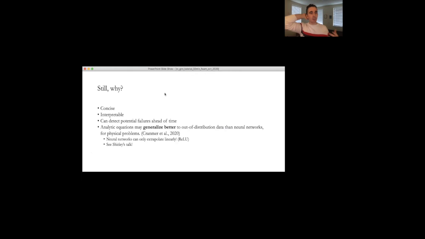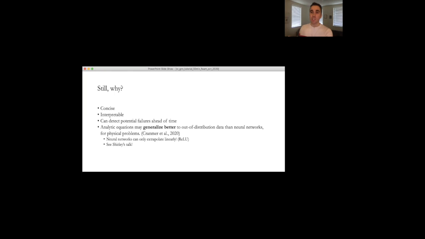You may be asking, okay, but still, why should we use this prior? The first is, it's very concise. If you write down an analytic equation, it's very concise and interpretable. You can understand the scaling just by glancing at it, whereas with a neural network, it's very hard to do that. You can detect potential failures of your model ahead of time. You could see that there's a singularity in your equation at some given point in parameter space. And the last thing, which might be a much deeper problem, so Shirley's going to talk about this a bit, is that we observed analytic equations may generalize better to out of distribution data than neural networks for physical problems. Recall that a neural network, if you have ReLU activation functions, the best it can do is extrapolate linearly. But analytic equations, it seems that they can potentially generalize much better.